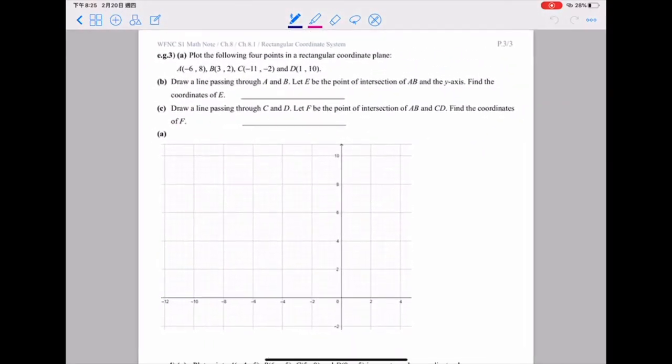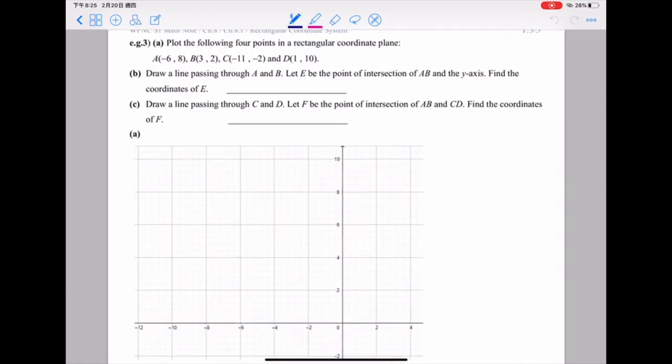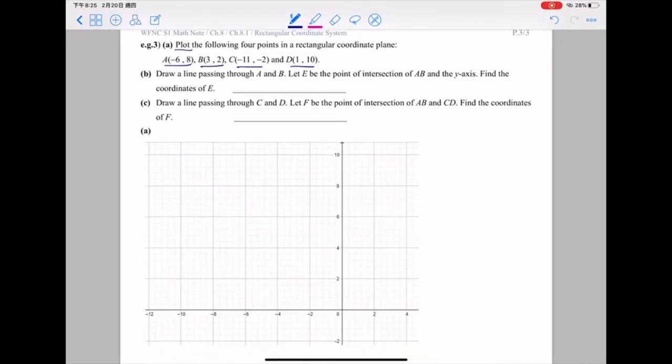Okay, last two, example 3. First part, plot again. So plot 3 points. First one, -6. Here, -8. So this is A. Second one, 3, middle, and then 2. So here, B. -11 and then -2. So here, which is C. And then D. First row, and then going up 10. So we'll be here.